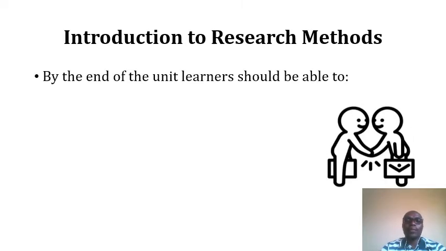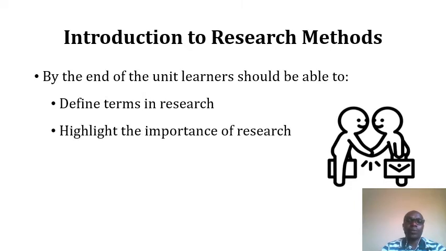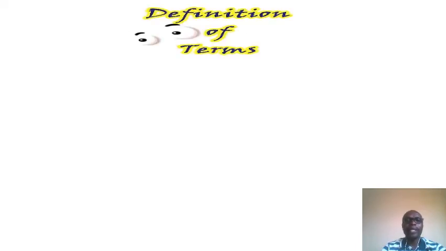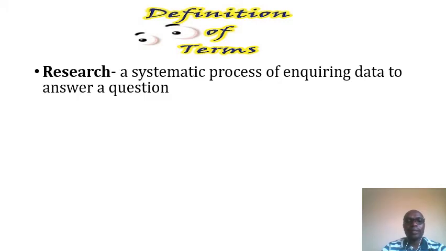So basically, at the end of this unit, you should be able to define some terminologies. You should be able to highlight the importance of research. You should be able also to describe the types of research that exist. So let's start with the definitions of terminology. And the first term that you want to look at is research.